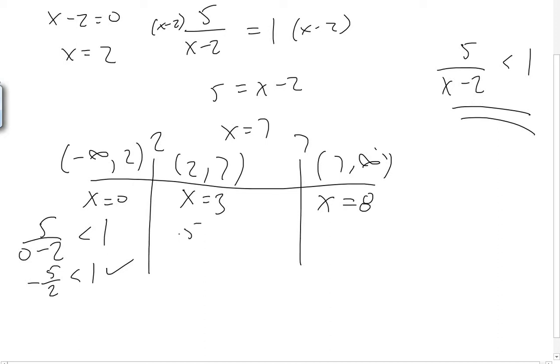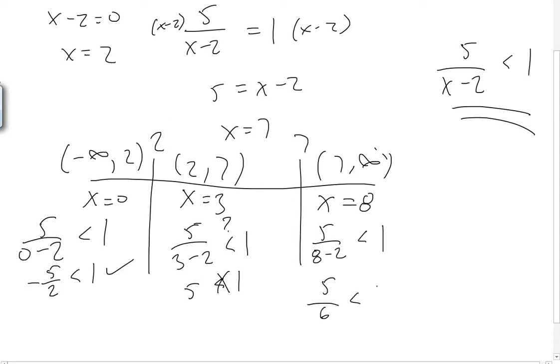But if I plug in 3, is 5 over 3 minus 2 less than 1? I don't think so, because 5 over 1 is just 5, and that is not less than 1. But then if I try 8, 5 over 8 minus 2 is less than 1 because 5 over 6 is less than 1. So that works also. The intervals that work are negative infinity to 2 unioned with 7 to infinity.